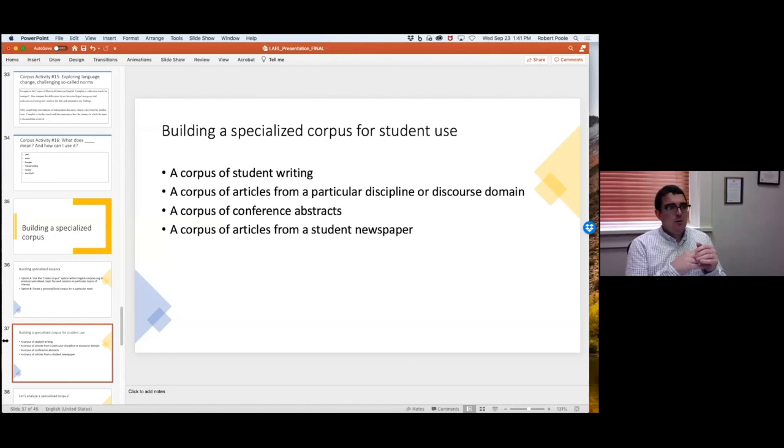Again, a corpus of articles from a particular discourse area, particular discipline, maybe it's conference abstracts, articles from a student paper, letters to shareholders from businesses, many options depending on what your setting, what your classroom context is.